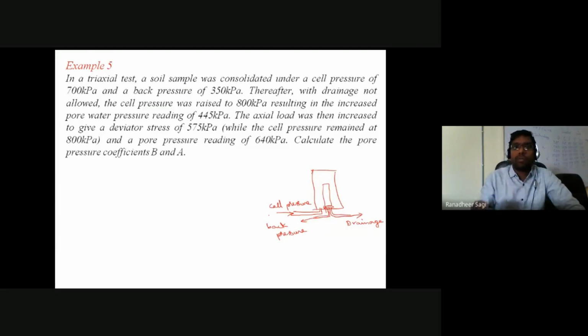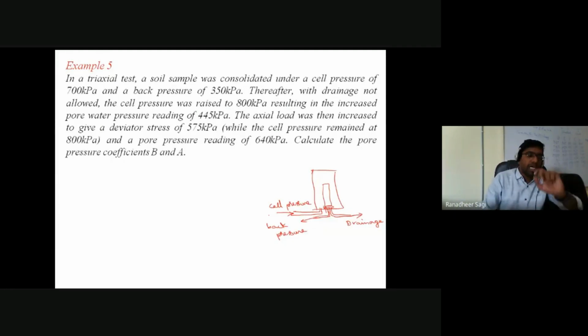The increment in cell pressure is 100 kilopascal. Because of that increment of 100 kilopascals of cell pressure on the soil sample, there was an increase in the pore water pressure reading to 445 kilopascal. So you have to carefully understand the statements mentioned there. When you increase the cell pressure by 100 kilopascals, the pore water pressure increases to a reading of 445 kilopascal.